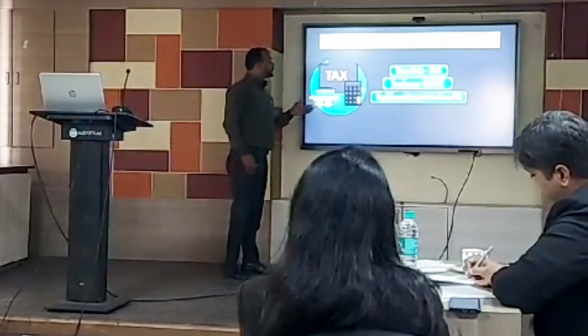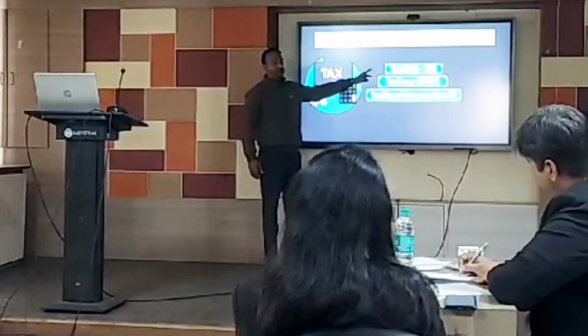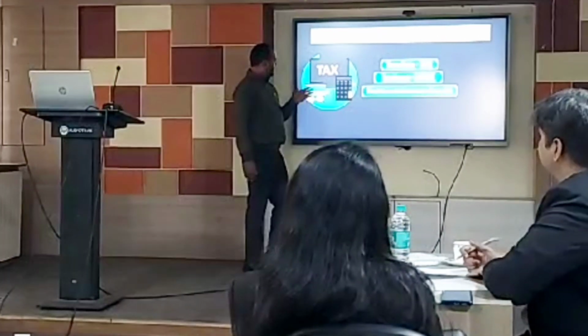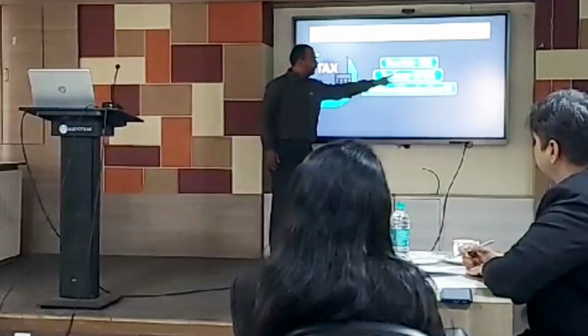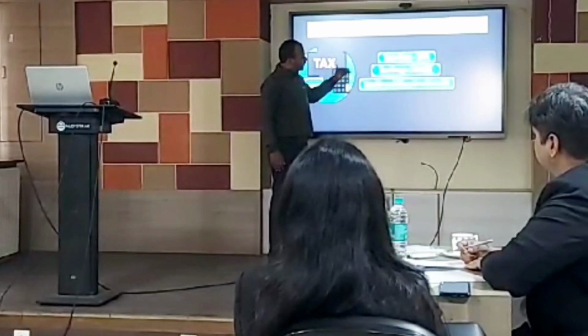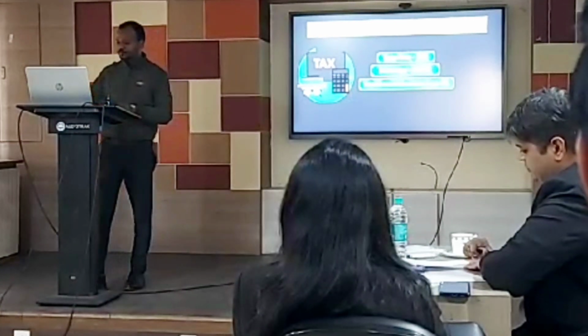The net profit of a partnership firm is taxable at the base rate of 30%. Apart from this, if the net profit of a partnership firm exceeds rupees 1 crore, then an additional surcharge of 12% is applicable to the partnership firm. And apart from these two taxes, the health and education cess at the rate of 4% is also applicable to the partnership firm.